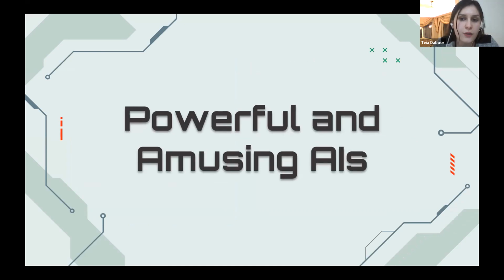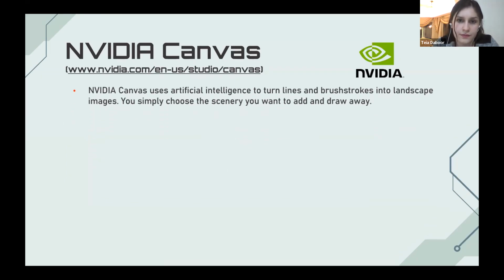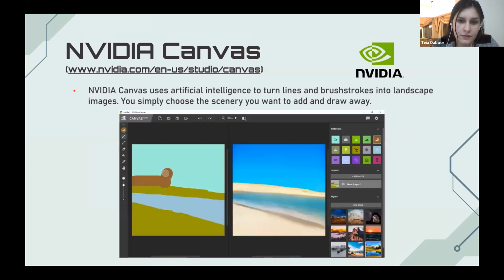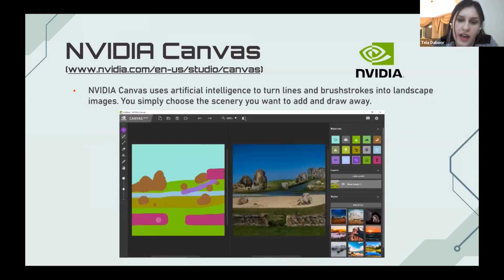Let's now talk about powerful and amusing AI programs. NVIDIA Canvas uses artificial intelligence to turn lines and brushstrokes into landscape images. You simply choose the scenery you want to add and draw away. Take a look at this amazing video. Here, the person is just drawing and it's making a beautiful scenery out of the drawing.